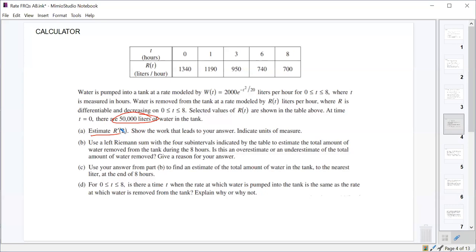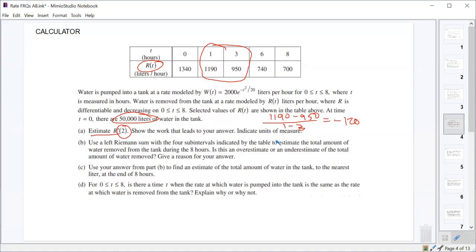So to estimate the value of the derivative of a function that we don't actually have a function for, we just need to find the average rate of change surrounding 2. So that means we're going to use the average rate of change around 1 and 3, which ought to just be the slope between 1 and 3. So that should be 1190 minus 950 over 1 minus 3. And that comes out to be, what is that? That's 240 over negative 2, which would be negative 120. There's the work that leads to our answer.